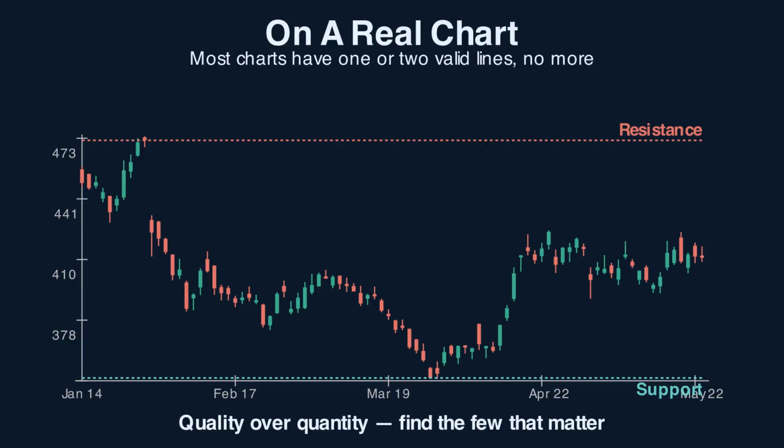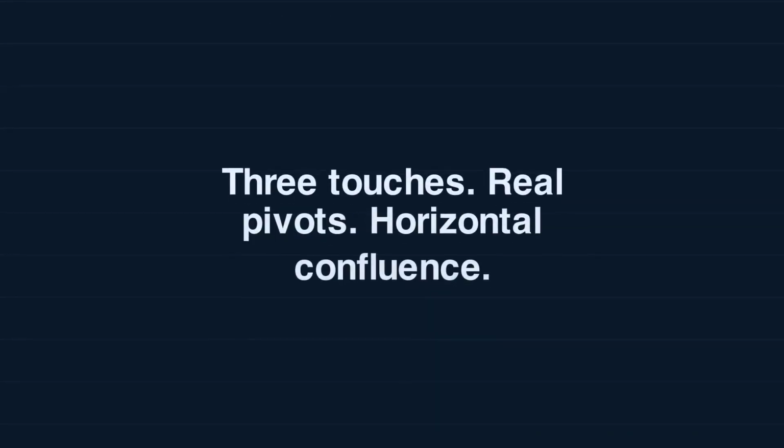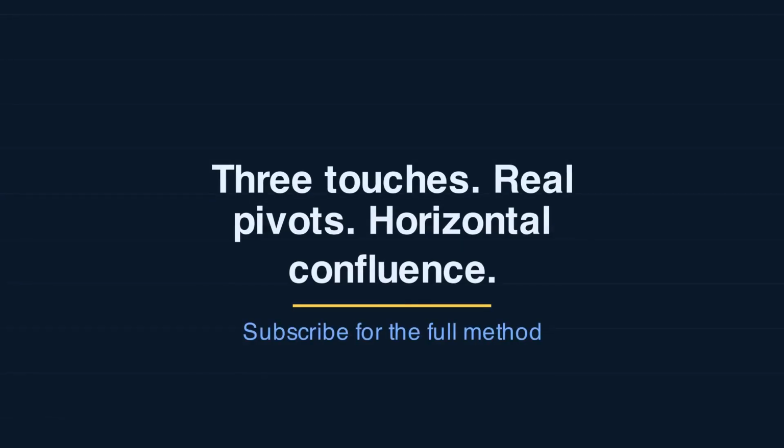Quality, not quantity. So, a valid trend line needs 3 or more touches at real swing pivots, and the highest conviction lines coincide with a horizontal support or resistance at the touch. Most charts have only 1 or 2 trend lines worth trading. Stop drawing every diagonal you can. Start drawing only the ones the market has confirmed.